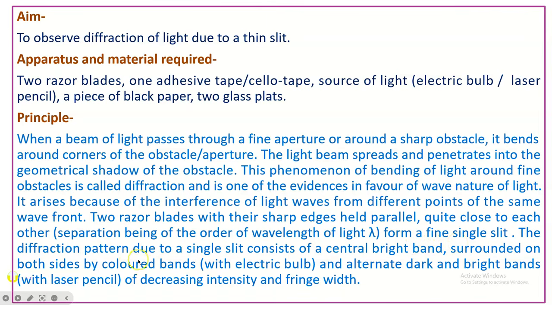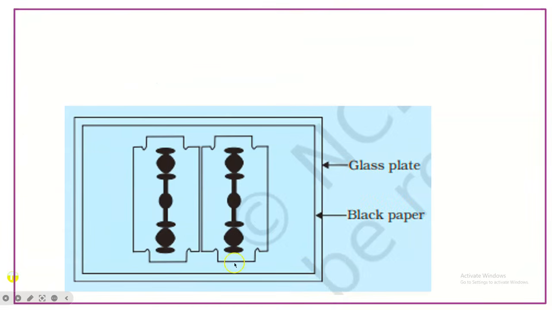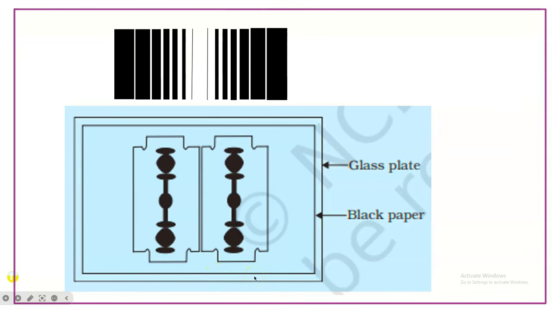The diffraction pattern due to a single slit consists of a central bright band surrounded on both sides by colored bands with an electric bulb, and alternate dark and bright bands with a laser pencil, of decreasing intensity and fringe width. This is the diffraction pattern, the diffraction fringes, by the setup.